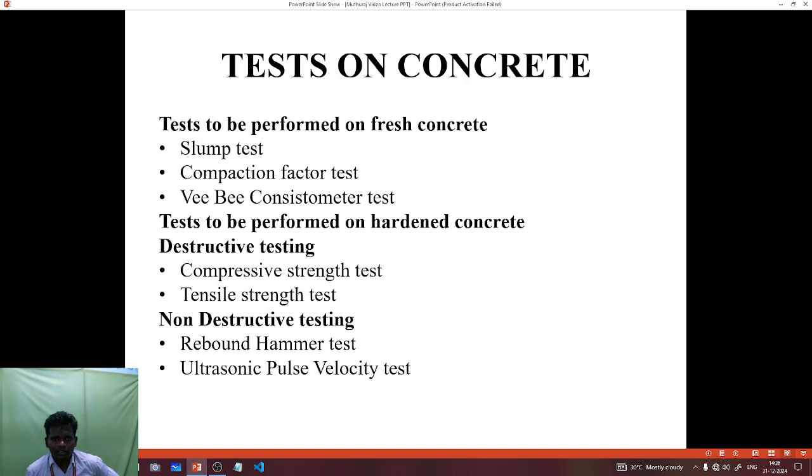The tests on concrete: the tests to be performed on fresh concrete are the slump test, compaction factor test and VB consistometer test. Tests on hardened concrete are destructive testing, such as the compressive strength test and tensile strength test, and non-destructive testing, such as the rebound hammer test and ultrasonic pulse velocity test.